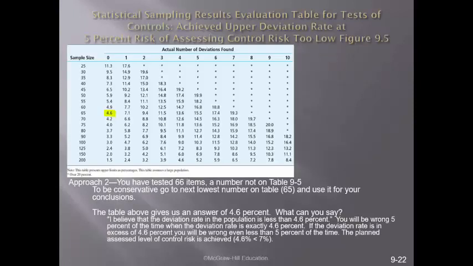However, using the second approach with Table 9.5 at a sample size of 65, which is the closest to our actual sample of 66, and 0 errors, we find the upper deviation rate is 4.6%. We have achieved the planned level of control risk, but now we can say that we believe that the population deviation is less than 4.6% with a 5% risk of assessing control risk too low, a more precise conclusion.